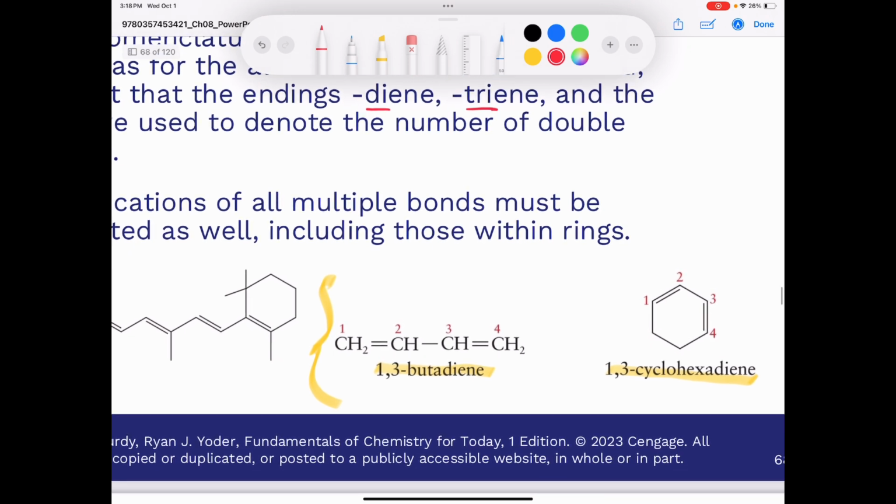So the locations of all the multiple bonds must be indicated as well within the compounds or the rings, okay? And so with the 1,3-butadiene, you can see the first carbon of the first double bond is on carbon number 1, and then the second double bond begins on carbon number 3. Same thing here. Our first double bond starts on carbon 1. Our second double bond starts on carbon number 3, like that.